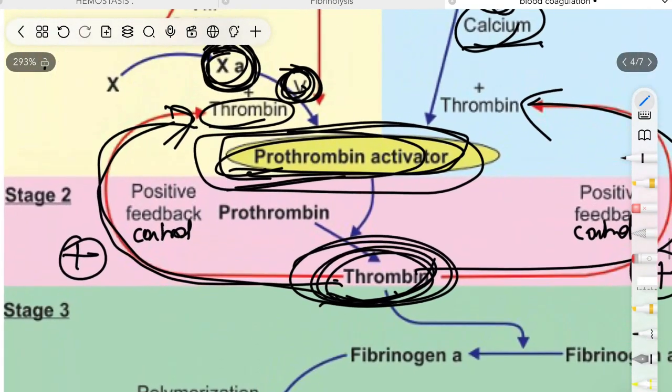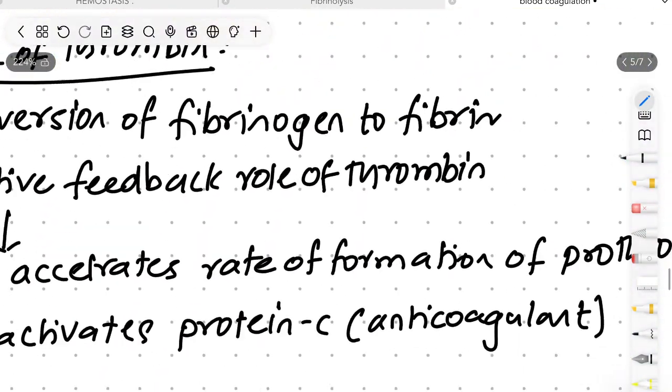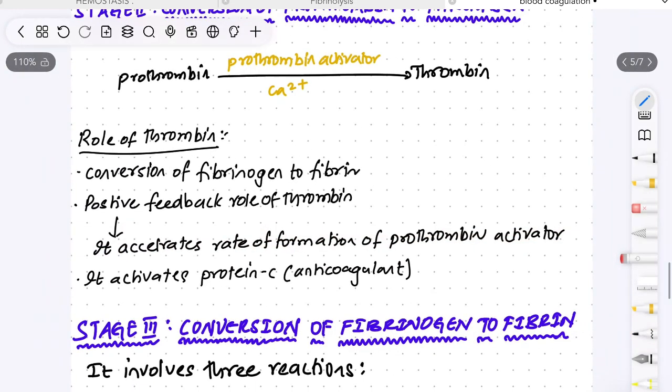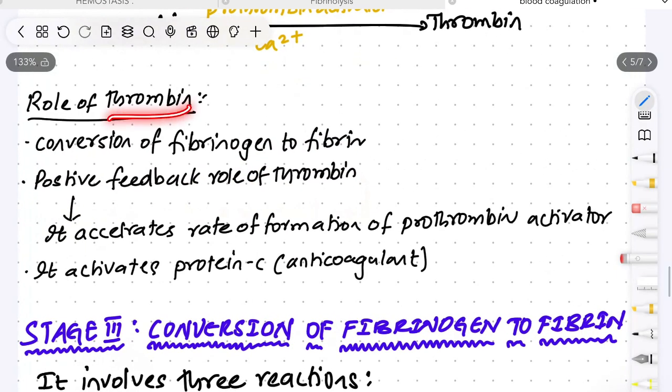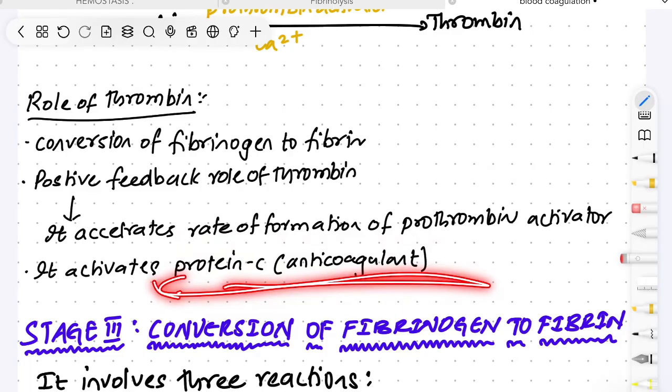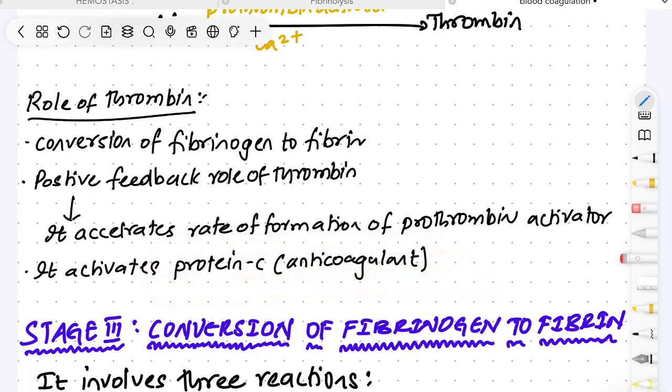So this is the significance, the most important point of stage 2. See here, thrombin accelerates the rate of formation of prothrombin activator with the help of the positive feedback mechanism. And also thrombin activates protein C. Protein C is an anticoagulant. We will be studying more about protein C in the topic anticoagulants. So just remember, it also activates protein C, which is an anticoagulant.